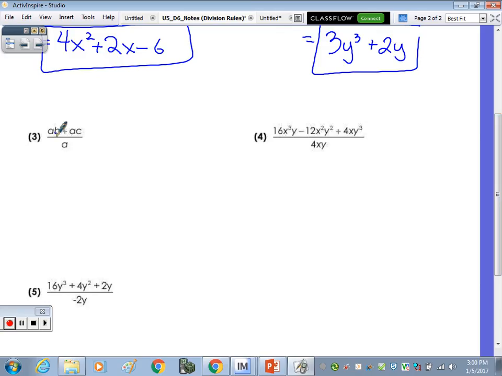It'd be b plus c. When you do ab over a, the a's would cancel, so you're left with b. And then ac over a, the a's would cancel, and b plus c is correct.